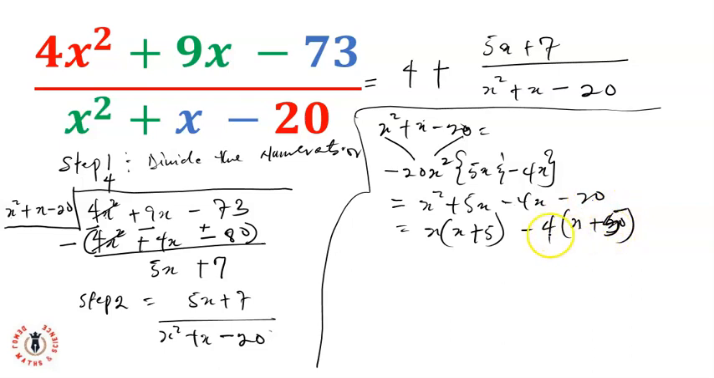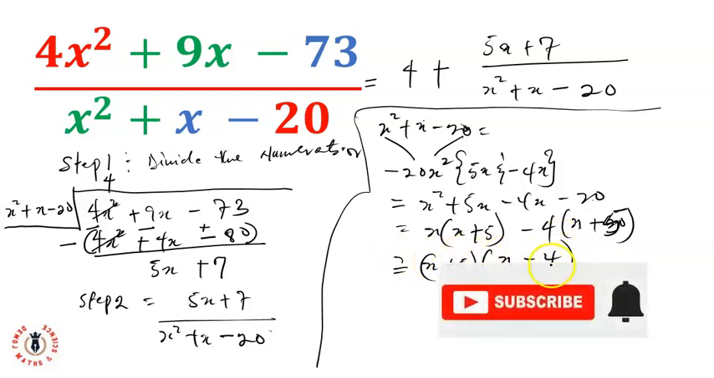4 in 20, that's 5. Negative 4 times 5, that's negative 20. So this becomes x plus 5 into x minus 4. So in place of x squared plus x minus 20 in this equation, I can now write that 5x plus 7 over x squared plus x minus 20 is the same thing as 5x plus 7 over x plus 5 into x minus 4.